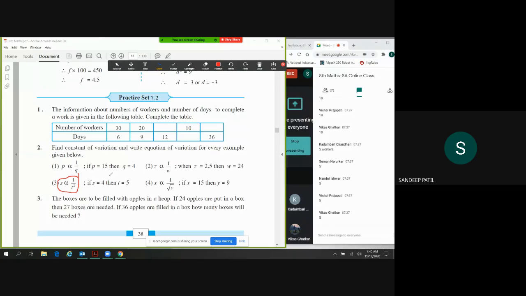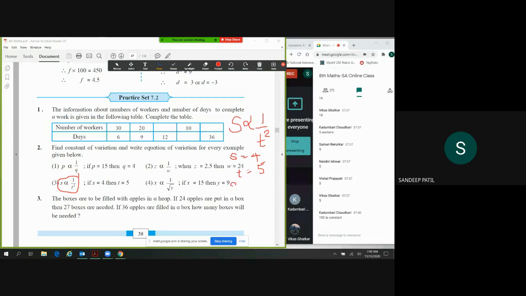So what will be the constant of variation here? Okay, so S is inversely proportional to t square. They have given S is equal to 4 and t is equal to 5.